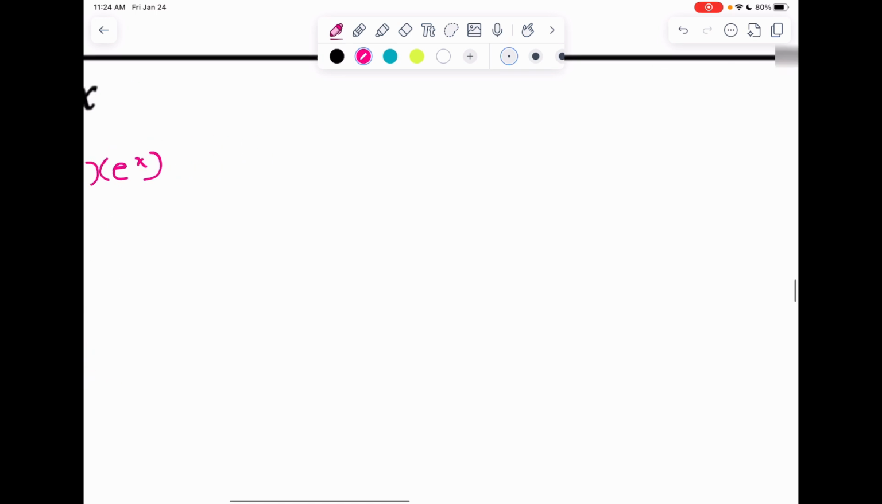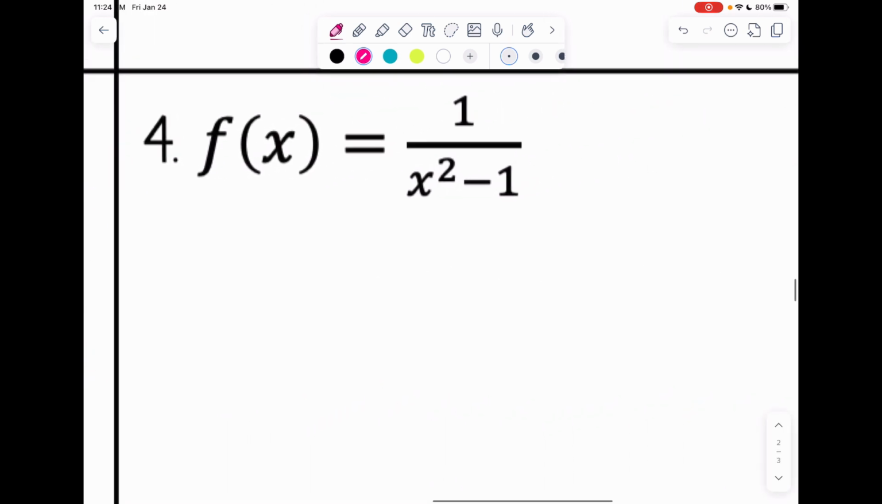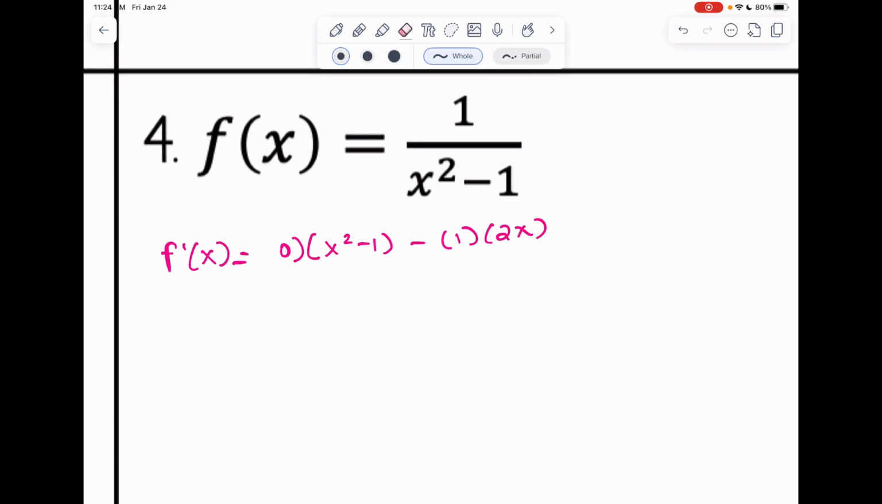All right, number 4. f of x equals 1 over x squared minus 1. All right, so we have a fraction here, so we're going to use quotient rule. So derivative of the numerator times the denominator minus the numerator times the derivative of the denominator, all over the denominator squared. All right, this can absolutely be cleaned up a little bit.